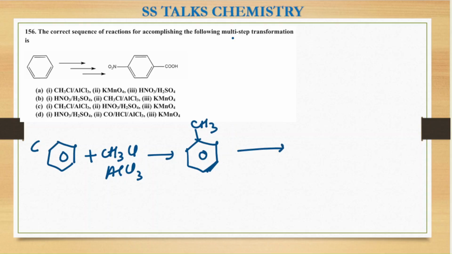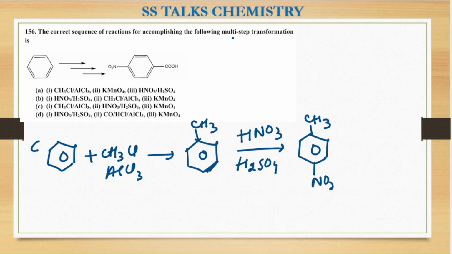Now in the next step you are treating it with the nitrating mixture, that is HNO3 with H2SO4. So this is going to be ortho para directing because of the electron donating group attached, that is the methyl group. Major product will be the para one due to the less steric hindrance involved in this case. So this product you will be getting.